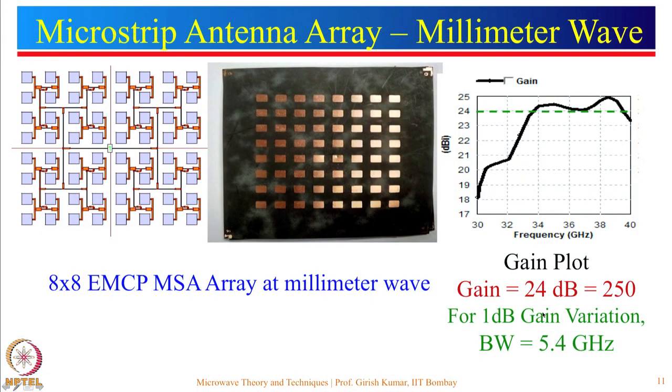So this is the top layer of the fabricated antenna, and I have just shown here the gain plot. You can see that the gain has increased significantly compared to the gain of a single element. Here the gain is around 24 dB, numeric value of that is 250, and again for 1 dB gain variation, if you look at the bandwidth, that's huge bandwidth, which is equivalent to 5.4 gigahertz but at millimeter wave frequency. I just want to mention that 5G communication may take place in the millimeter wave band. So this kind of an array would be extremely useful for 5G and IoT applications.